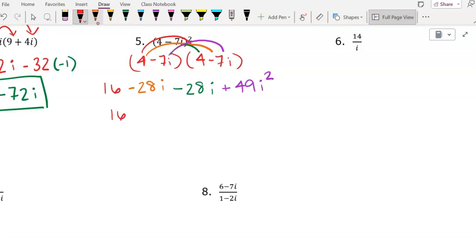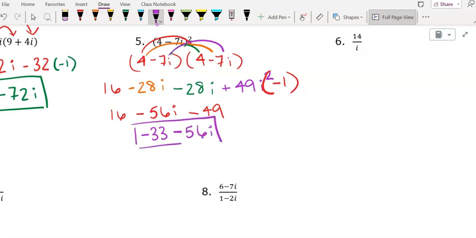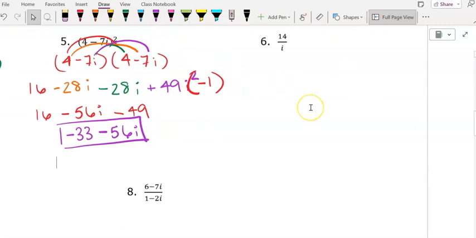Negative 28 minus 28, that's going to get me a negative 56i. And then, like I said, we're going to just go ahead and replace that i squared with a negative 1, so that becomes minus 49. So then my last step is to go ahead and combine the negative 49 and the 16, and that's going to get me negative 33 minus 56i. Again, written in standard form, a plus bi.